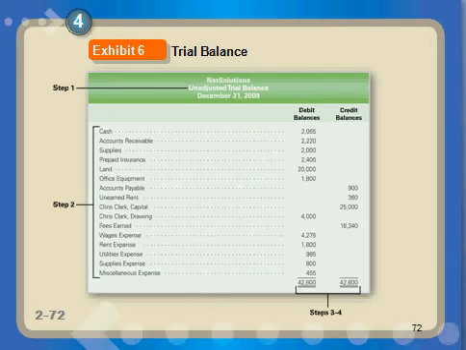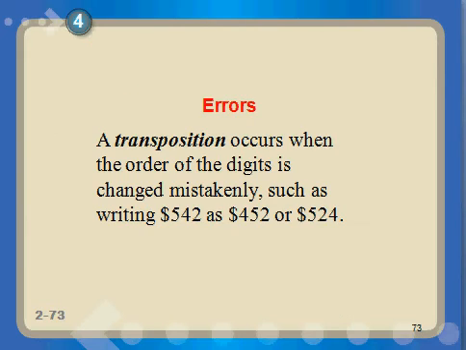However, we could have several things that could go wrong during the month. And so we need to talk about errors. A common error that people make is what's called a transposition, and that occurs when we take a number such as $542 and either write it down as $452 or $524.